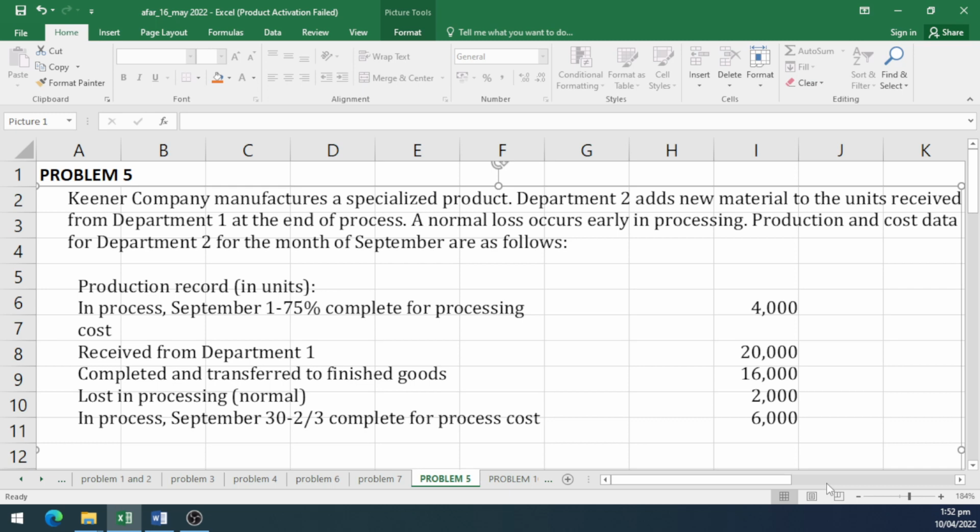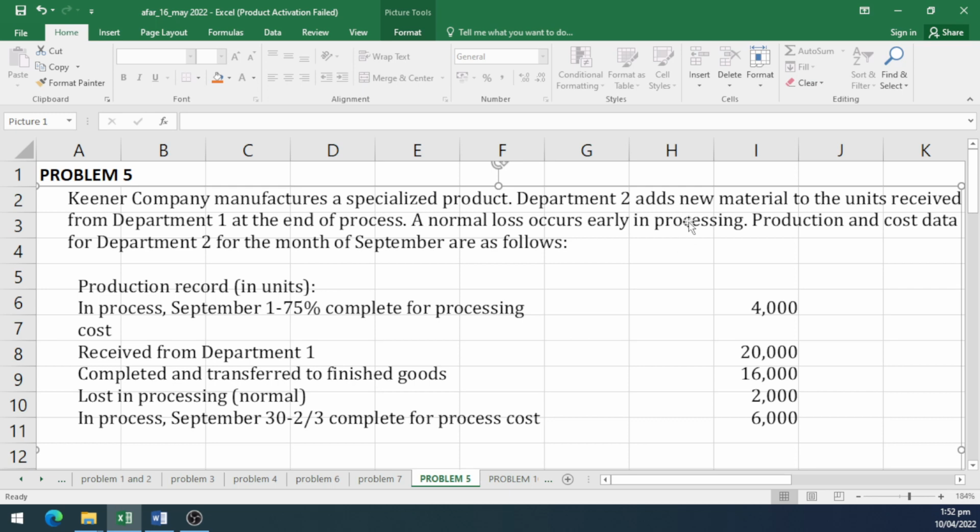Para makapag-assign tayo ng cost sa mga yon at ma-accounting natin ng tama. Either product cost, so to be absorbed by other units, or i-write off natin as a loss in the case of abnormal loss. Okay, production record show. In process, September 1, 75% complete for processing, 4,000 units. Received from Department 1, 20,000. Completed and transferred to finished goods, 16,000. Lost in processing, normal. The point, normal continuous loss. In process, September 30, 2/3 complete for process cost.